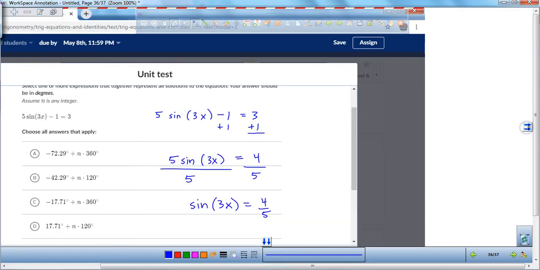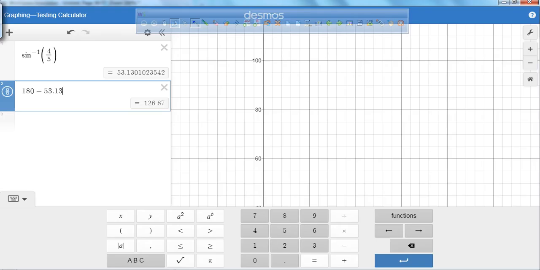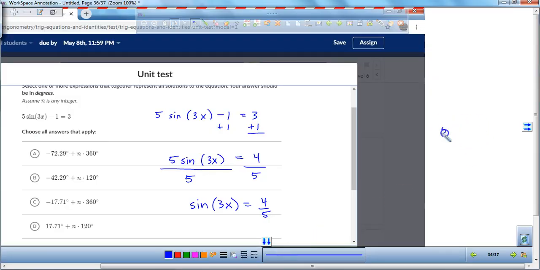So in the unit circle, this is in quadrant 1 and quadrant 2. So we're going to start with the 53.13 and the 126.87. Now, this is all equal to 3x.